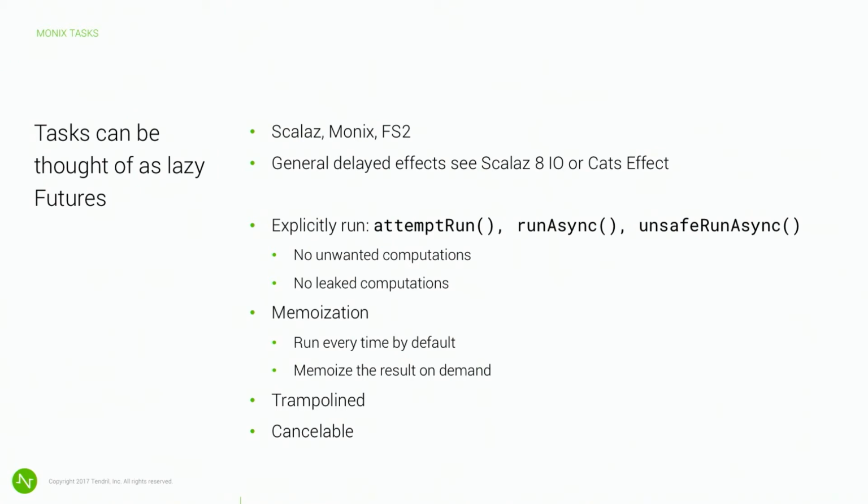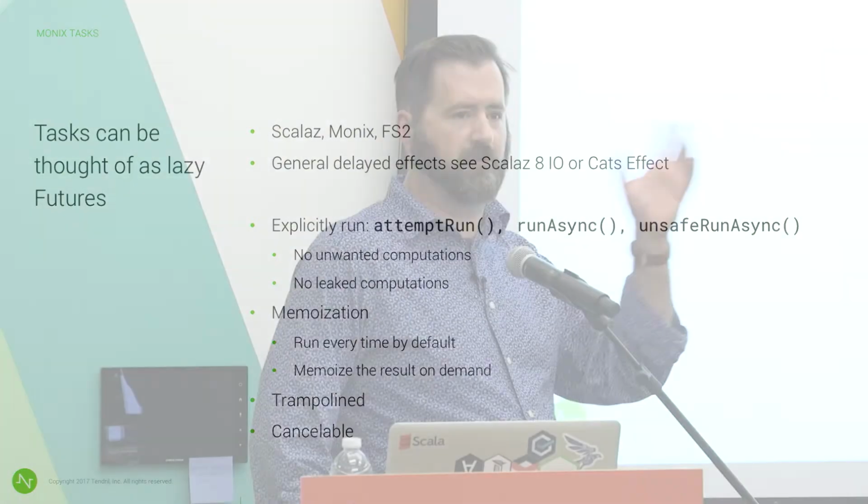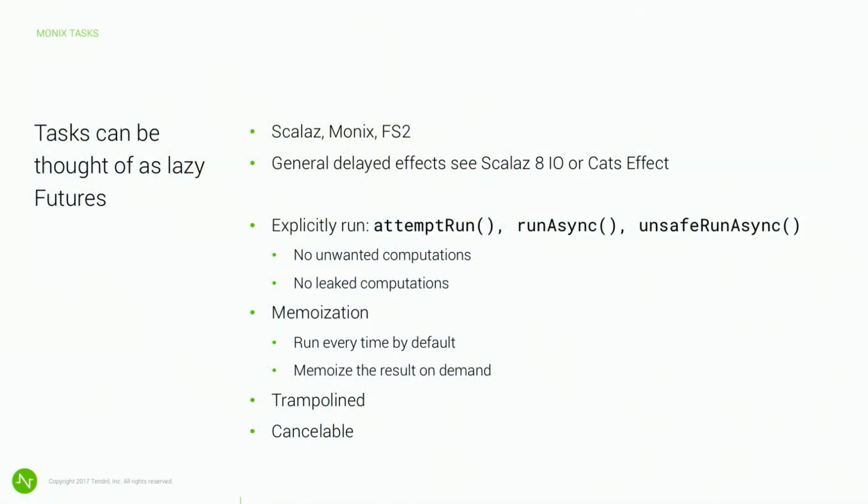A few of them that I'm talking about in general here: Scalaz and Monix both have roughly similar shapes and roughly similar sorts of semantics. FS2 has its own implementation of tasks that it uses internally, and I believe they're migrating that to cats-effect in the newest versions. John De Goes gave a good talk a couple days ago about Scalaz 8 IO, and there's also work going on in the cats community to make a slightly more general effect for asynchronous deferred computation. So Scalaz 8 IO and cats-effect.